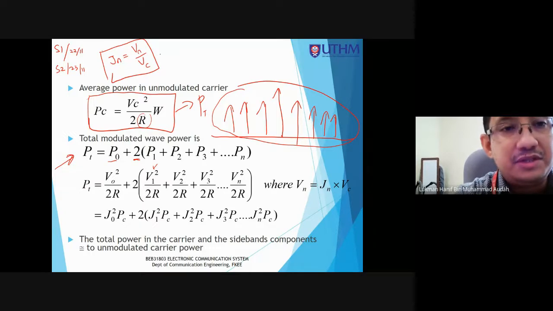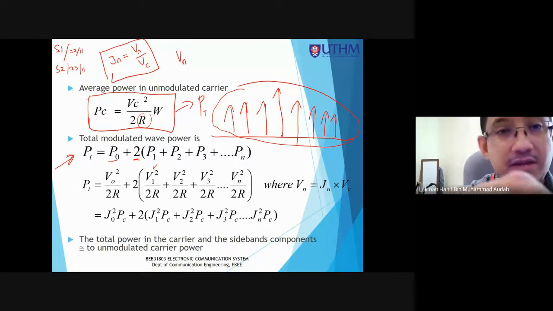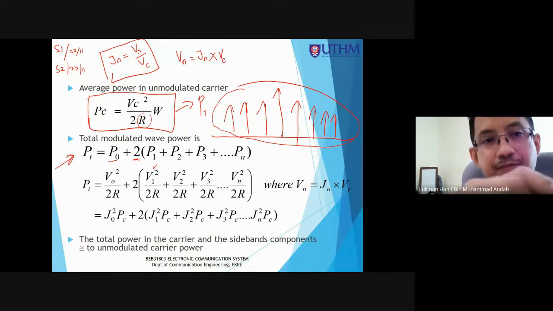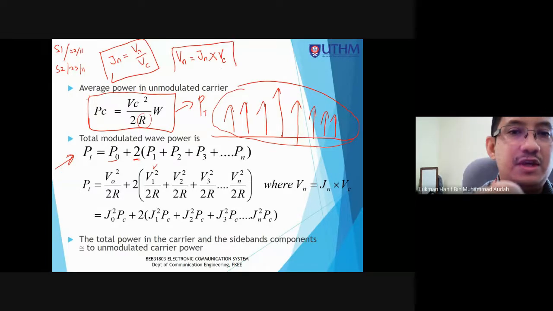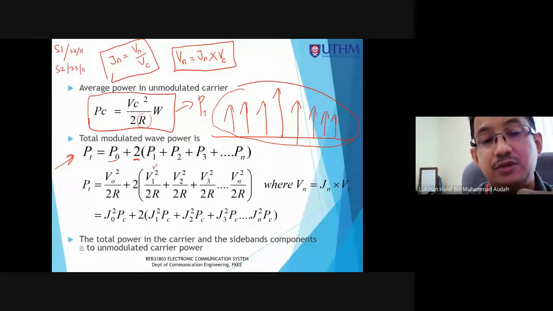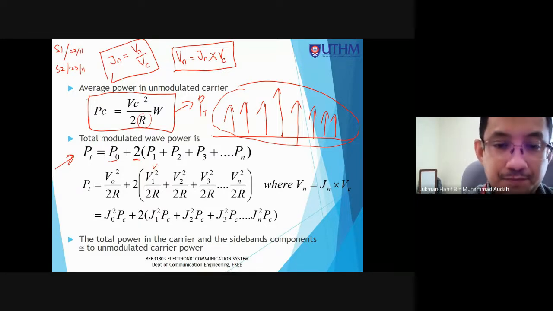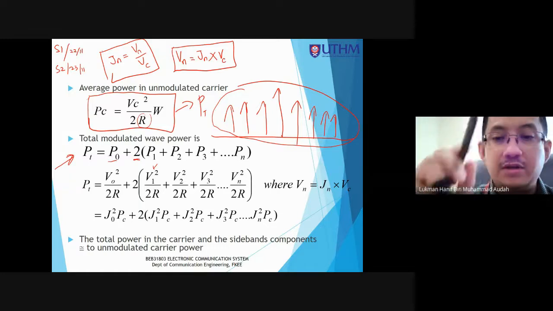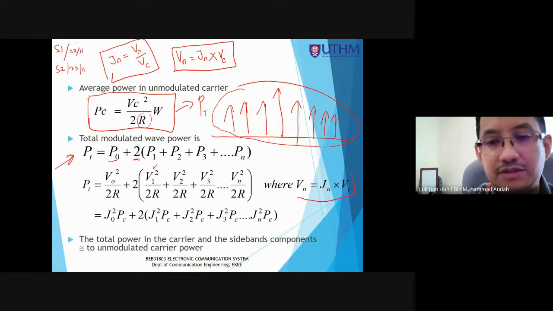And from the Bessel table, kita dapat Jn. And if you want to find the amplitude, the real amplitude is Vn, so it is equal to Jn multiplied with Vc. What is Vn? Vn is the real amplitude. What is Jn? Jn is the relative amplitude. Ada dua perkara yang sedikit berbeza. Okay, so ini pun telah dinyatakan di sini.